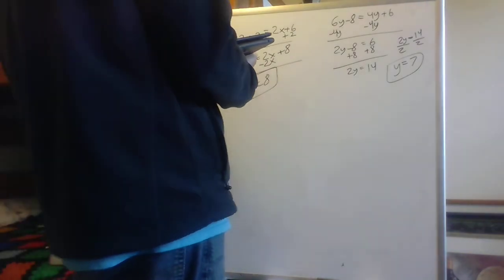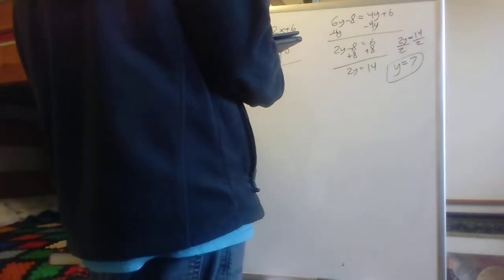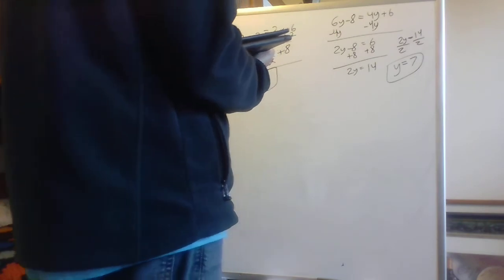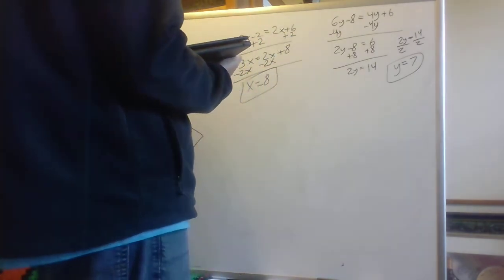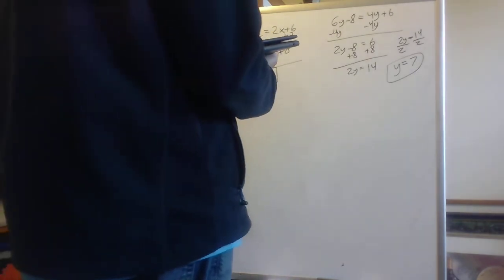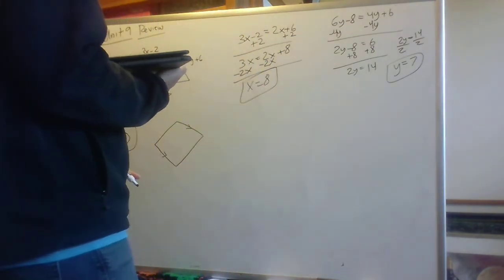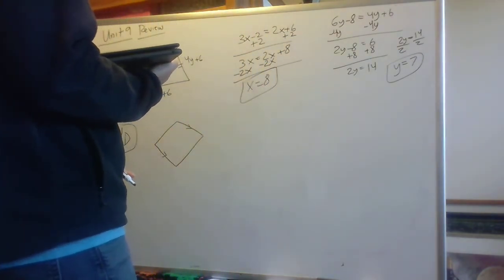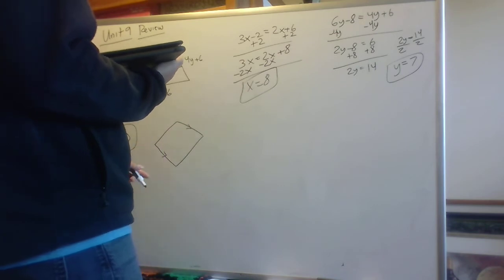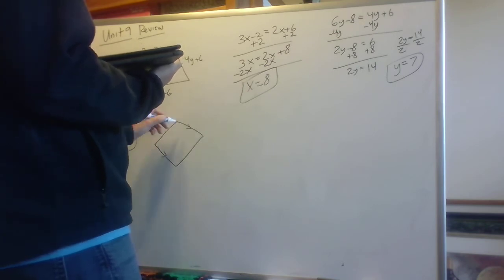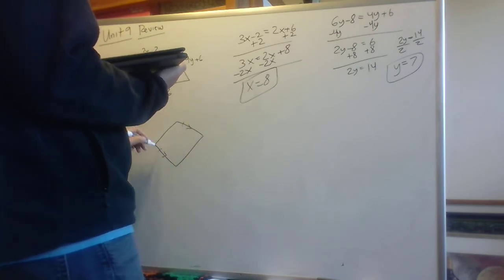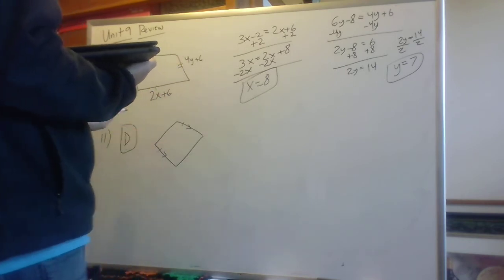Even though it looks like a parallelogram, all we know is that these two opposite sides are parallel. We do not know their lengths though. So in order for it to be a parallelogram, it would have to have a congruency statement like number A.